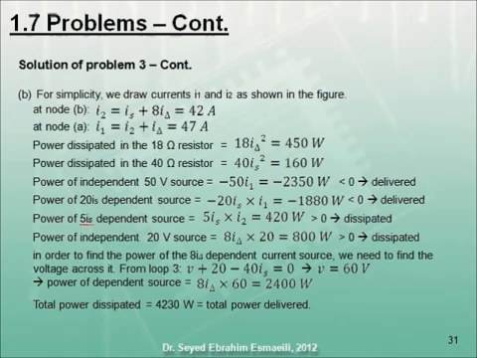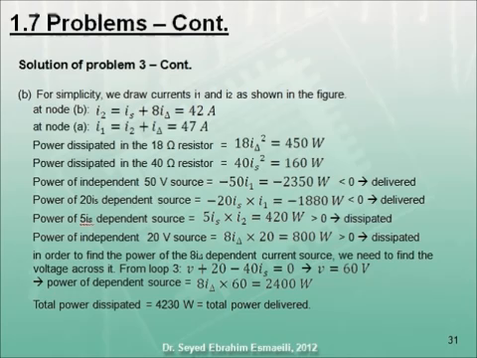The current in the second independent voltage source is flowing in the direction of voltage drop. Hence, the power equation P is written as 8 I delta times 20, which equals 800 watts, and the power is being dissipated. In order to find the power of the 8 I delta dependent current source, we need to find the voltage across it.